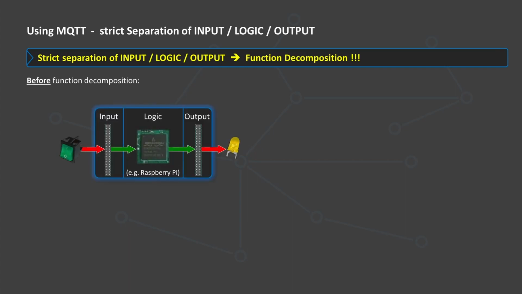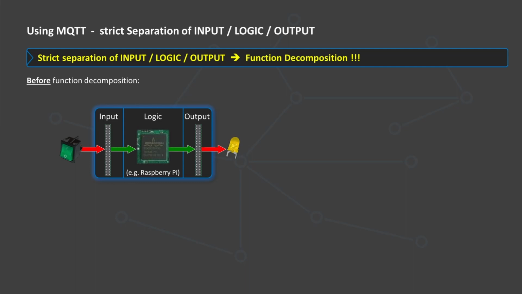Before function decomposition, we usually see the following situation. The main control software also reads in the hardware input directly, here the switch, and controls the hardware output directly, here the LED. The main function control covers not only the main function logic, but also all sub-functions that are purely related to the hardware handling. That requires a huge effort for the programming and testing and becomes extremely complex in the end.